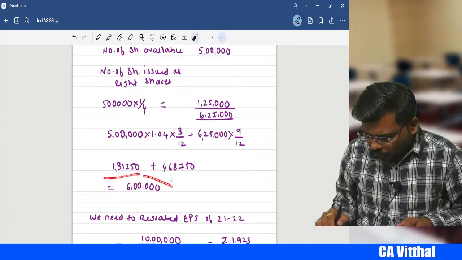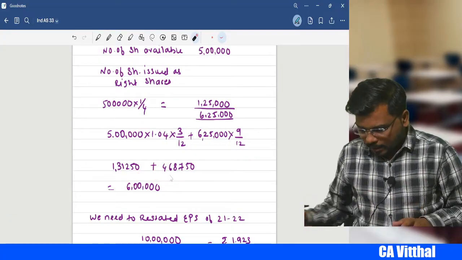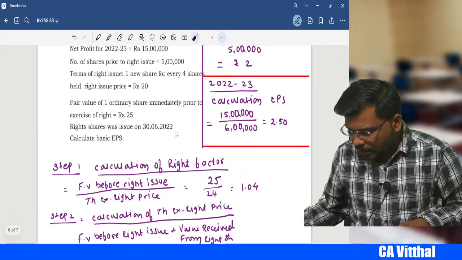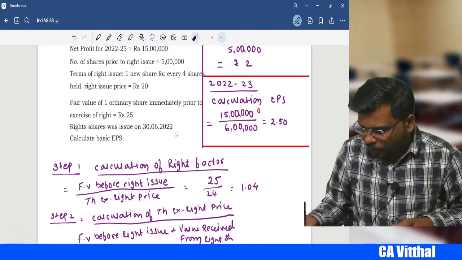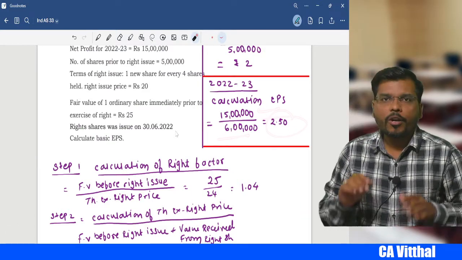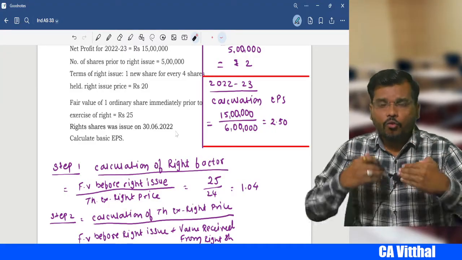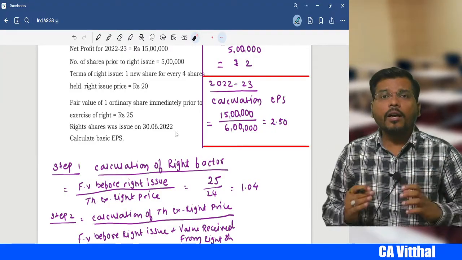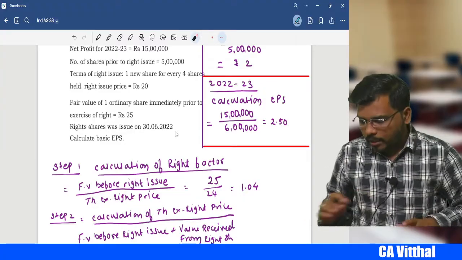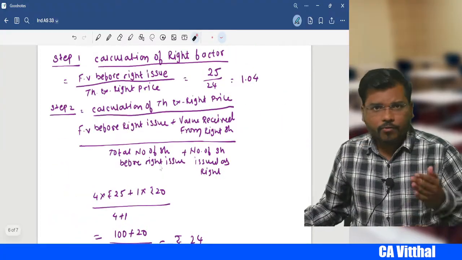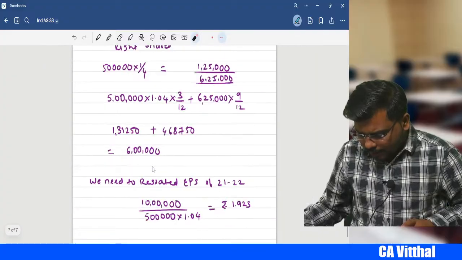So your total shares become how much, sir? 6 lakh, right? So how much is our basic EPS now? 15 lakh divided by 6 lakh, we get 2.50 as the EPS. But whenever there is a right issue, we need to restate our EPS of the previous year, because that is a requirement of IND AS. So how to restate, sir?